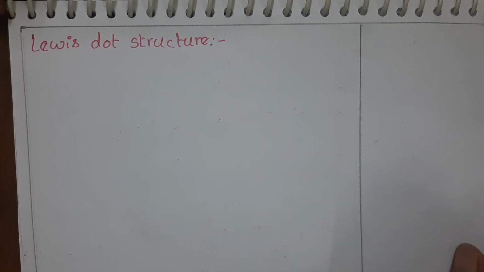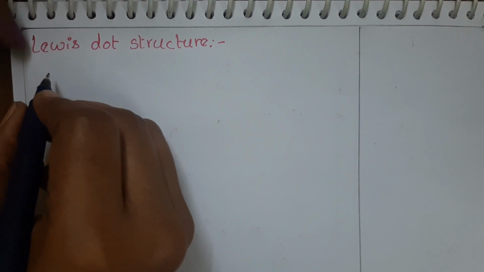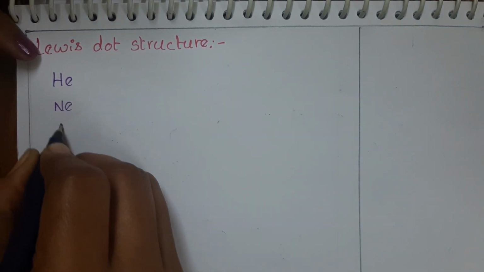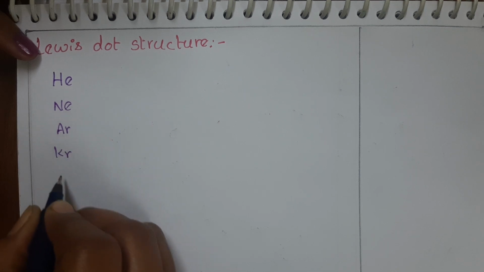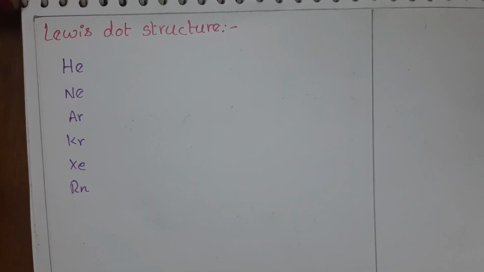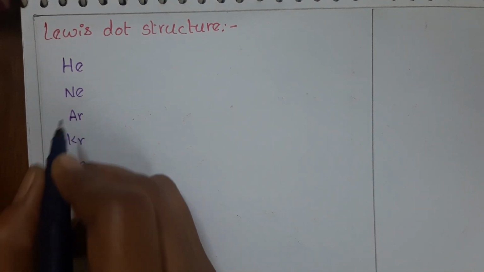So Lewis is a scientist who put a step forward to explain the stability of atoms. To explain the stability of atoms he considered zero group elements. So what are the zero group elements? The elements are helium, neon, argon, krypton, xenon and radon. So to explain the stability of atoms, he considered the zero group elements.